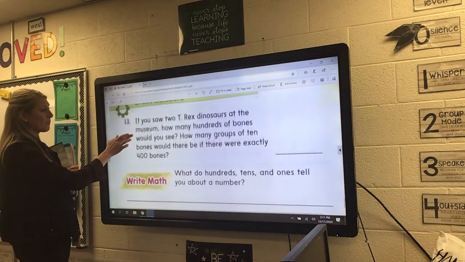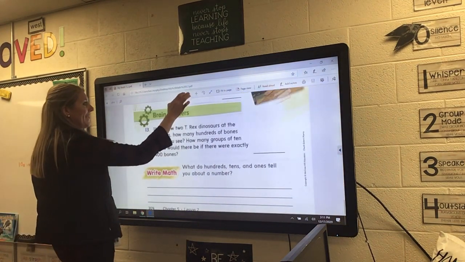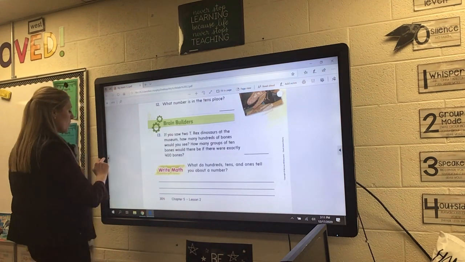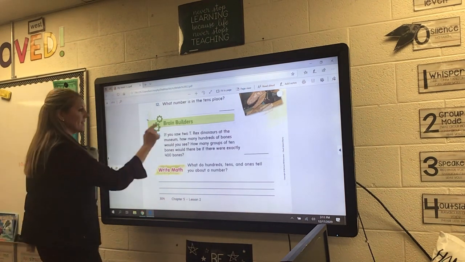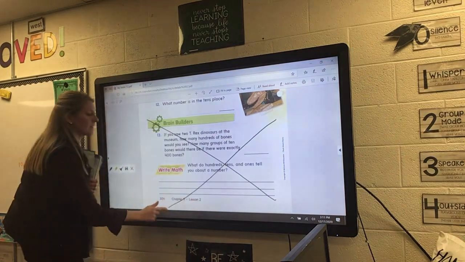At the bottom, for the brain builders, you can nicely take your pencil and you can cross off the brain builders with a nice X. Okay?